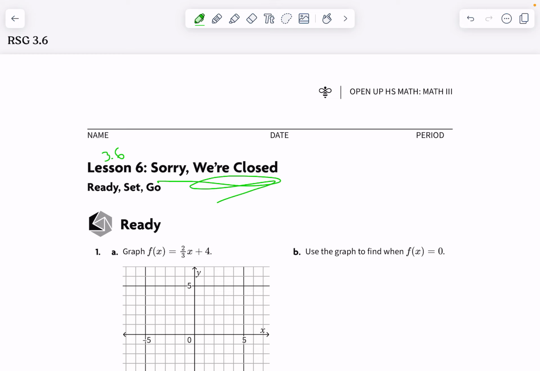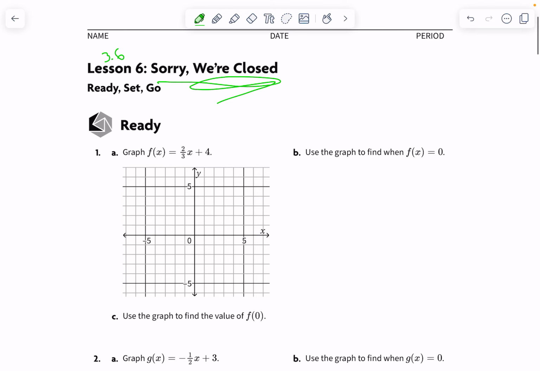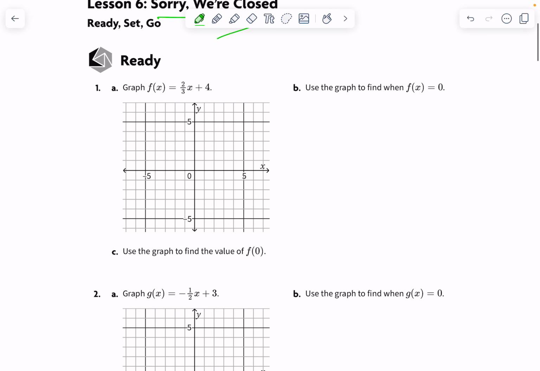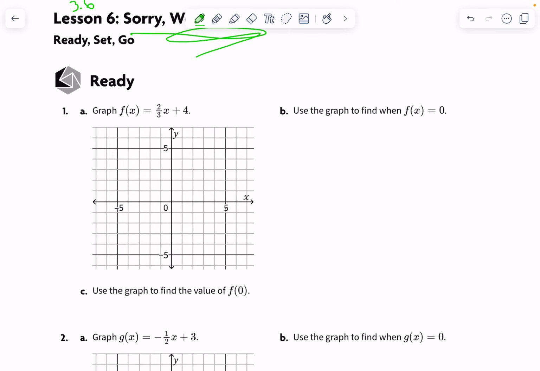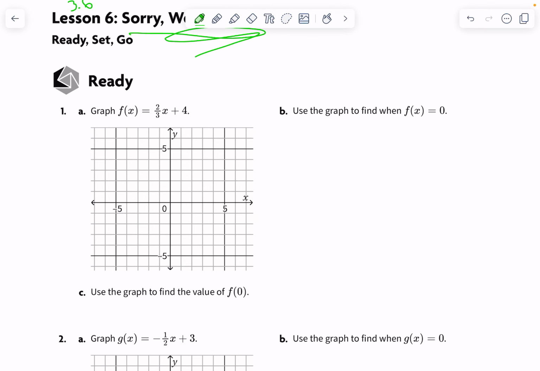Okay, let's get ready to go, right? Let's graph. Number one, letter A, graph f of x equals 2/3 x plus 4.